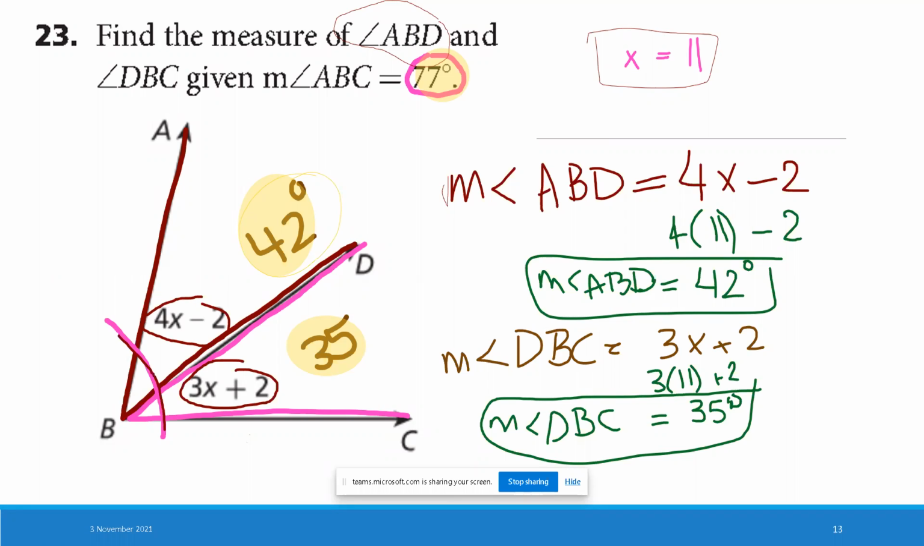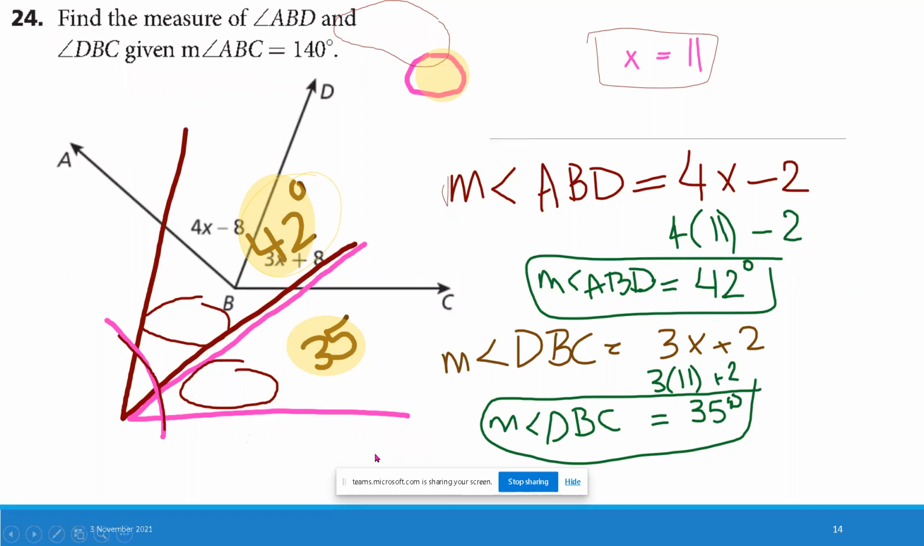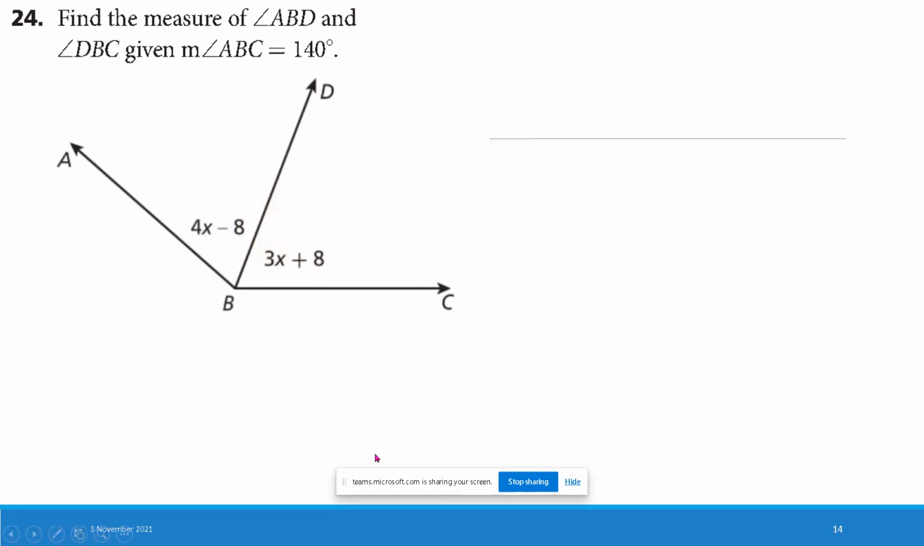Yes. Sorry? No, you have to do all these steps in order to find the measure of the angles. Okay. Did you finish writing? Okay. Now next, number 24.